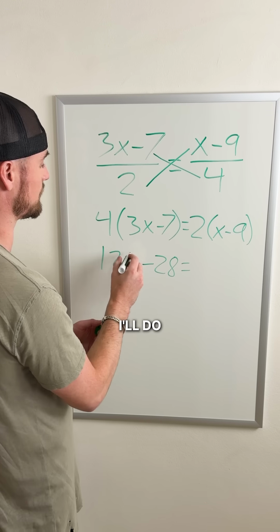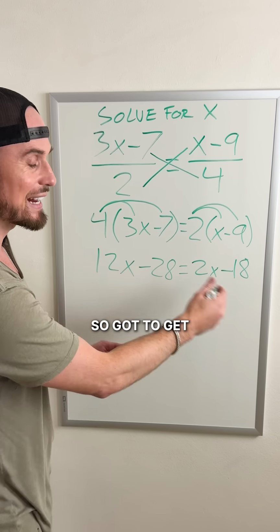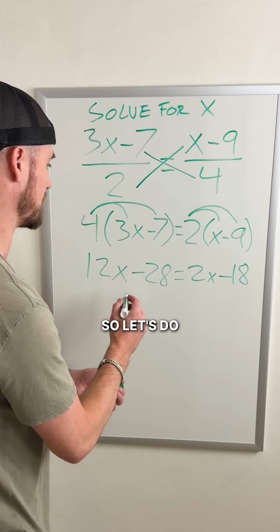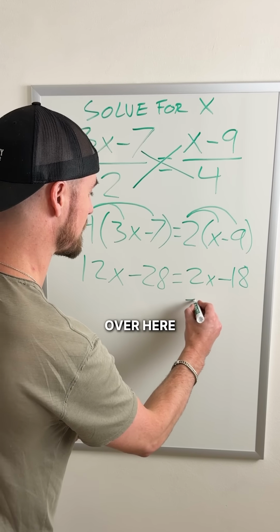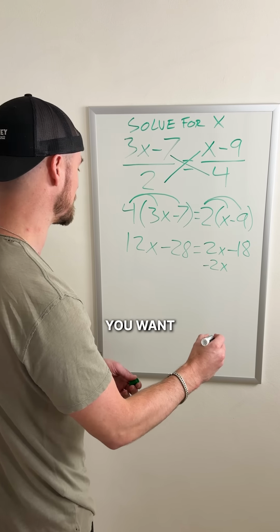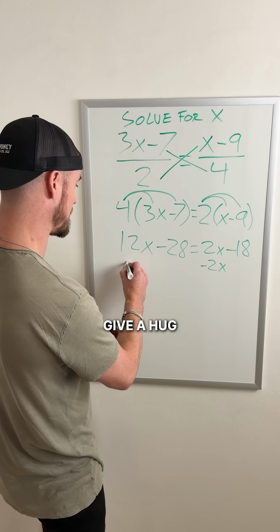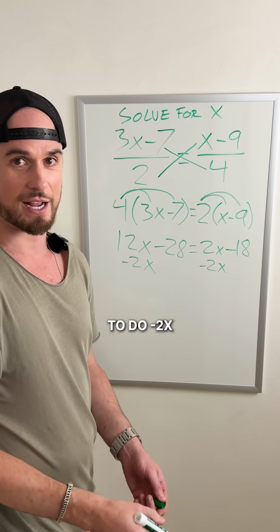Let's distribute. So here, I'll do the little lines too in case it helps. So we gotta get x on its own. I wanna get the x's over to the left side, I think. So let's do -2x over here. Again, you can do anything you want to the equation as long as you do it to both sides. You give the equation a hug as long as you give a hug to both sides. We're gonna do -2x to both sides.